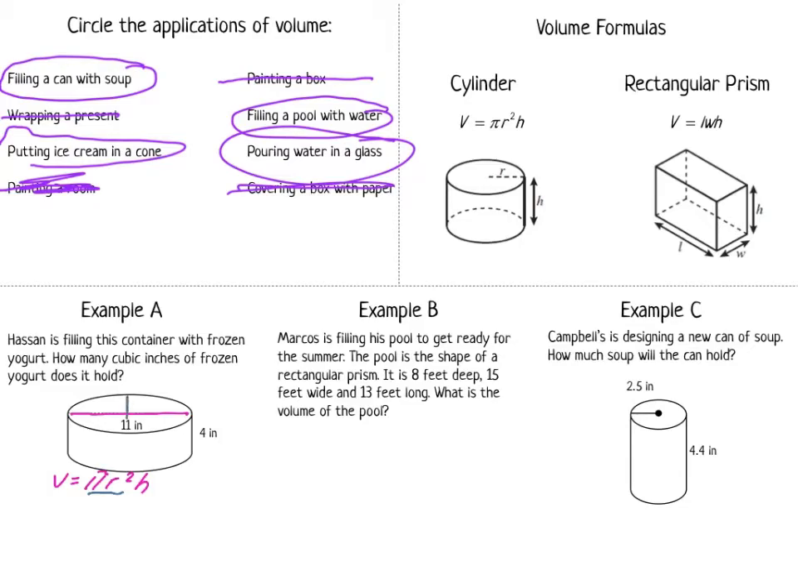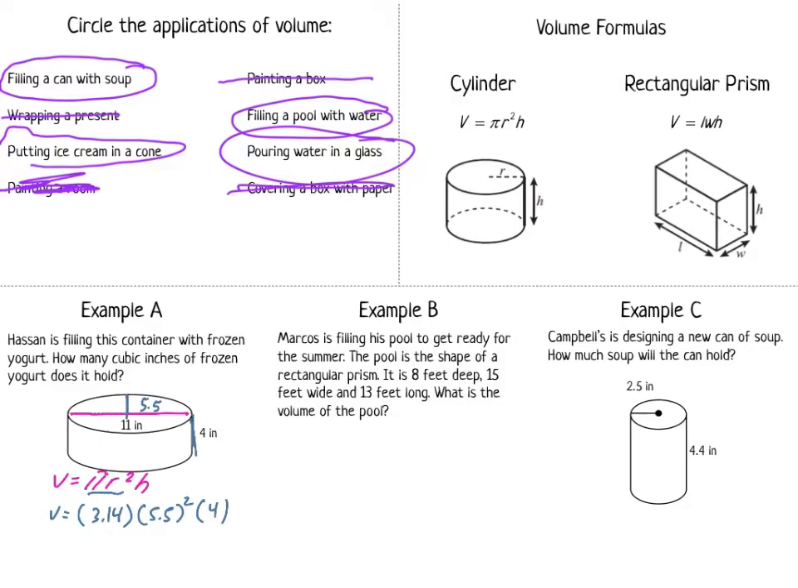And when we do that, 11 divided by 2, we get 5.5. So that's going to be our radius. We know that our pi is going to stand for 3.14, as it always is. Our radius we just figured out is 5.5 squared, and our height on the right-hand side of our cylinder is going to be 4. Now we need to apply the order of operations.